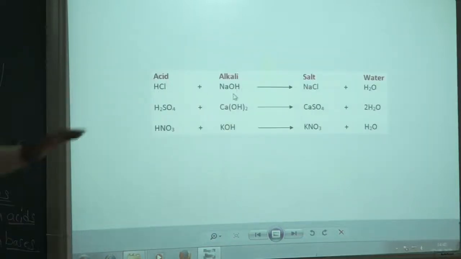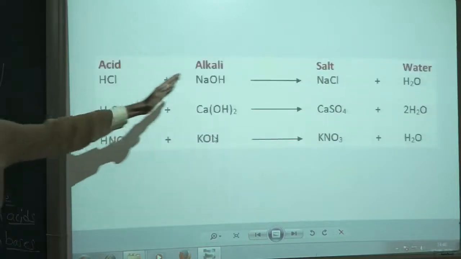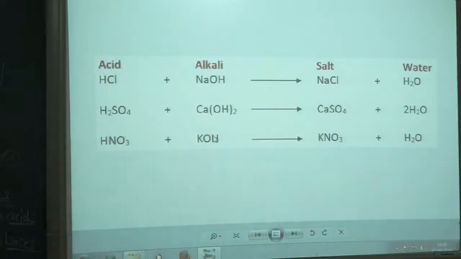Base, another name of base is alkali. In further classes we will learn more about alkali. So here some examples are there. Acid plus base, salt and water is produced. You can note it down.